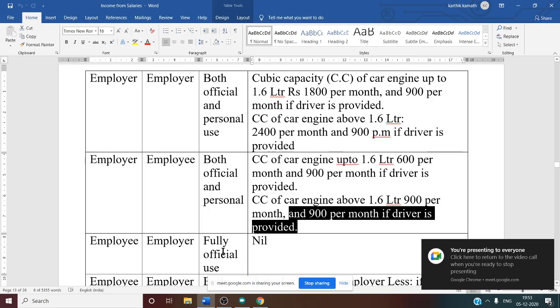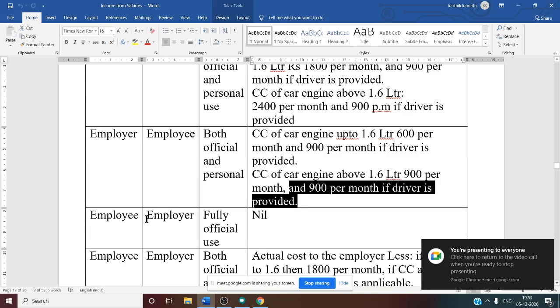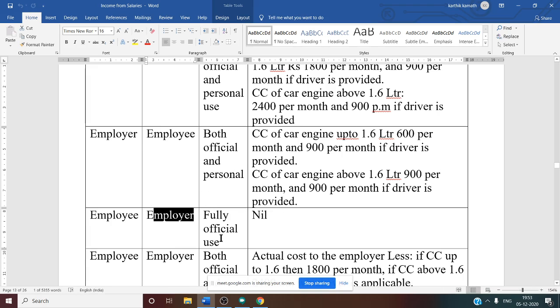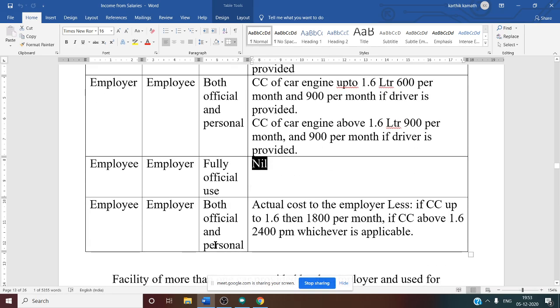Now, fifth case, employee is the owner. Expenses are met by employer. Fully official purpose. Whenever fully official purpose, nil. No tax, nil. That is fifth case.